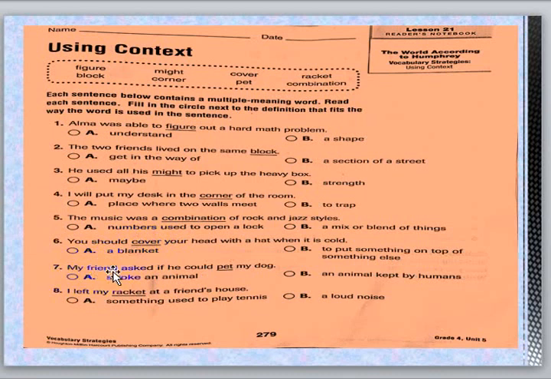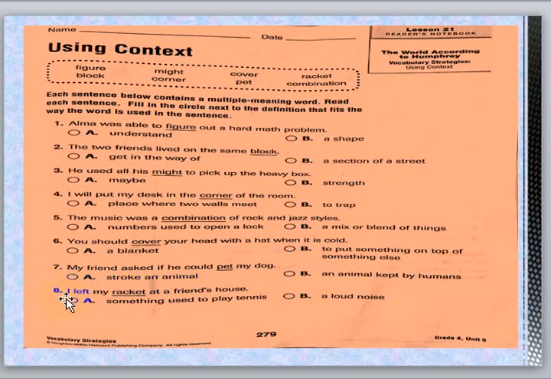Number seven, my friend asked if he could pet my dog. Could pet my dog. After "could" we use a verb. So pet has two meanings, as a noun and as a verb. Which one is correct? Verb. Why? Because in the sentence we saw here "could," and after "could" comes a verb. So it's to stroke an animal. This is the correct answer. You must fill this circle.